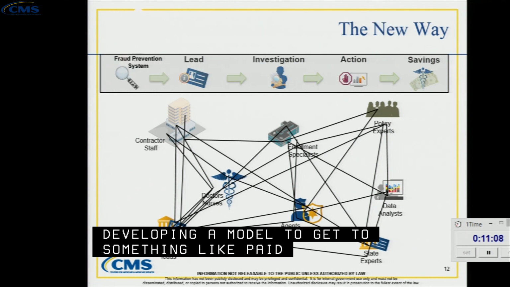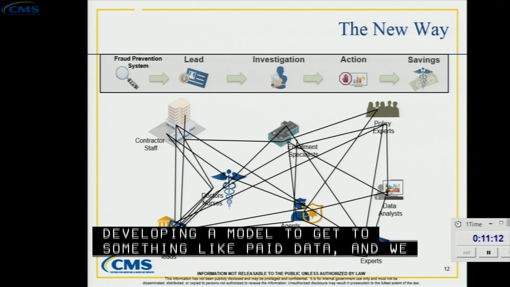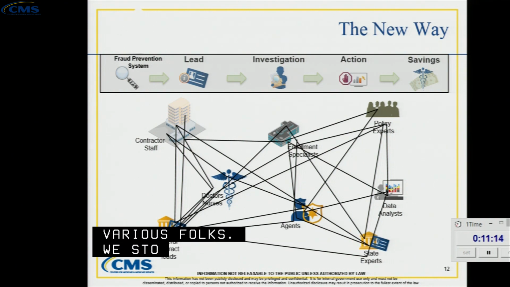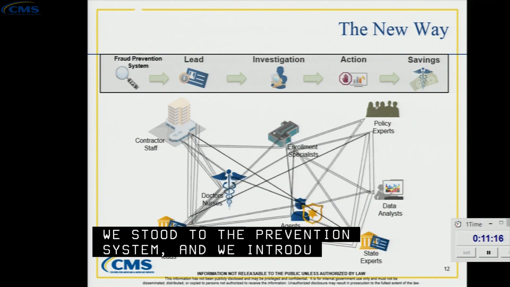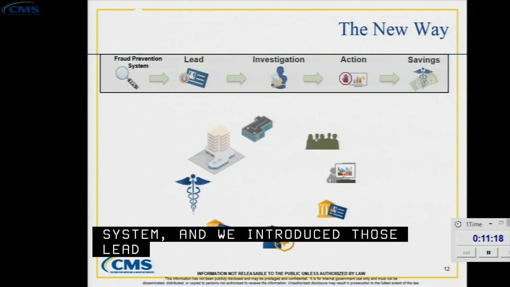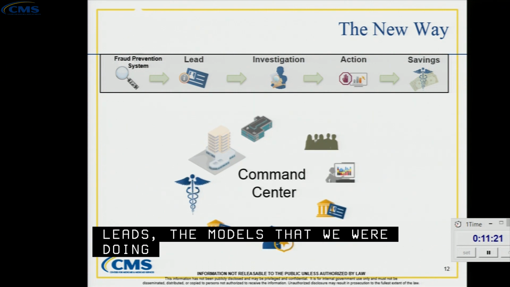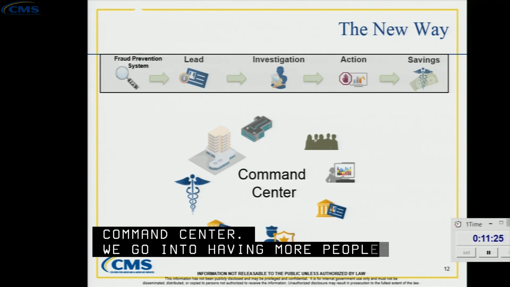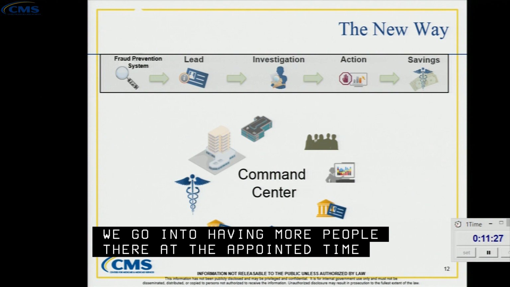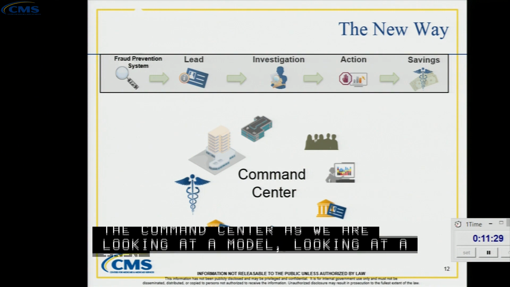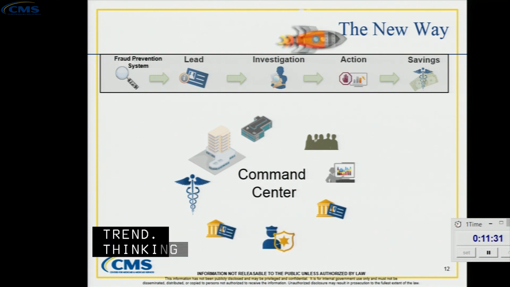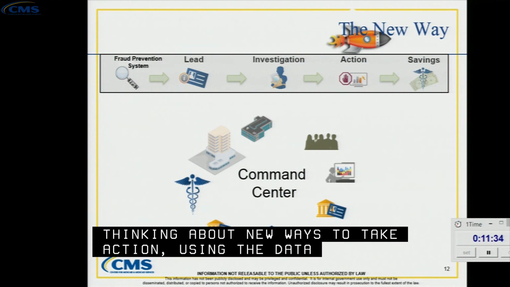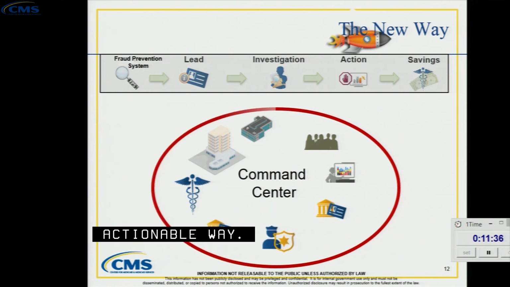So the new way is we introduce the fraud prevention system, and we introduce those leads, the models that we're doing and so forth in the command center. So we go into having more people there at the point of time in the command center as we're looking at a model, looking at a trend, thinking about new ways to take action and using the data in an actionable way. And look how fast, look at that rocket. That's amazing. All right, so bringing all those folks together, much, much better.